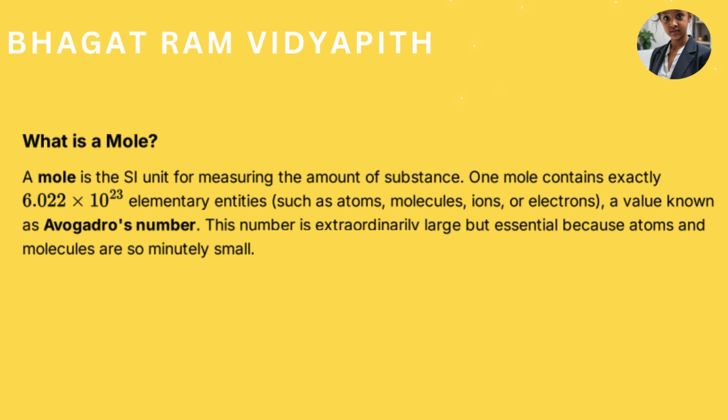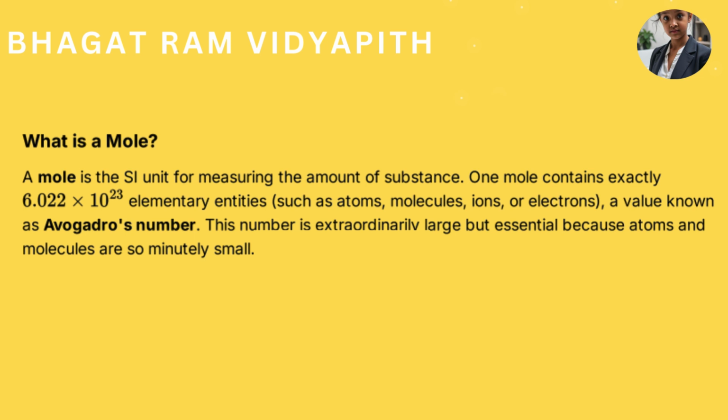A mole is a unit used to count very small particles. 1 mole contains 6.022 times 10 raised to the power 23 elementary entities. These entities can be atoms, molecules, ions, or electrons. This large number is called Avogadro's number.